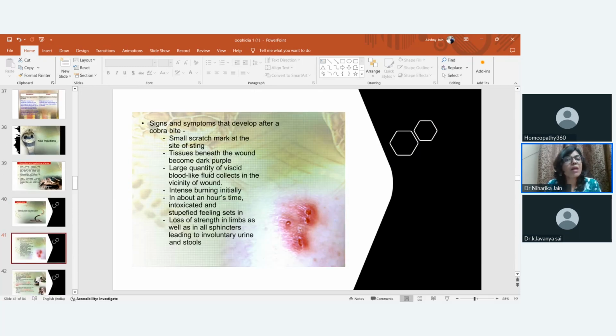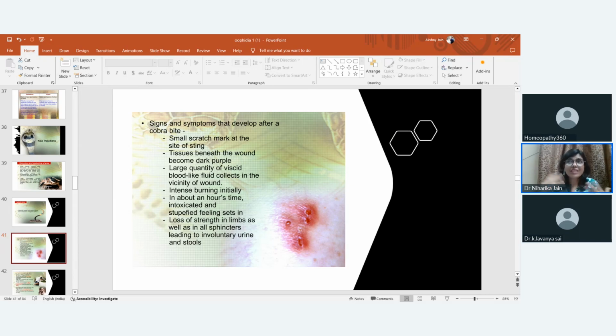Sign and symptom they develop after the cobra bite. A small scratch mark at the site of sting, you can see in the image. Tissue beneath wounds become dark purple. Large quantity of viscous blood-like fluid collected in the vicinity of the wound. Intense burning initially. In about hours time, intoxicated and stupefied feeling set in. Loss of strength in the limb as well as all the sphincter leading to involuntary urine and stool. So in this situation, you can also think Naja.